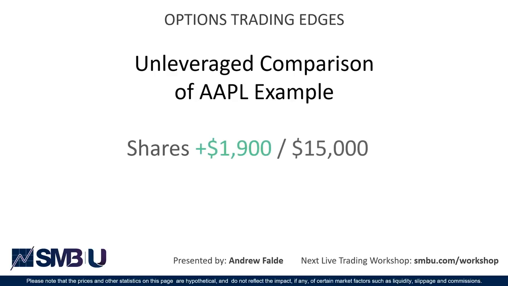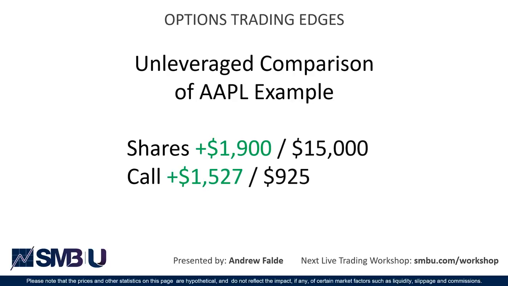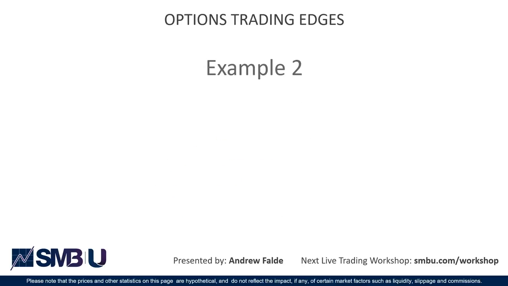So we're using unleveraged comparisons only. Same exposure to the market. The shares made $1,900 on $15,000. The call made $1,500 on $925. And the put credit spread made $303 on $1,675. So those are the 3 trades there. Now, I'm sorry, we're not done with all 3. We have the baseline of the shares. We've now covered 2 options trades. We do have a 3rd coming soon. But first, we're going to do the put credit spread on gold now.